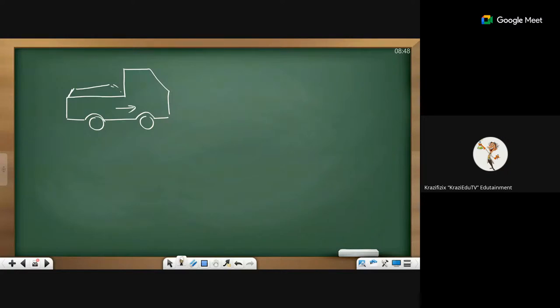And I have a little bird flying there. Okay, wait, before I go to the little bird, let's try something. I have a small car driving in the opposite direction. So these guys are going to collide. Is that okay?